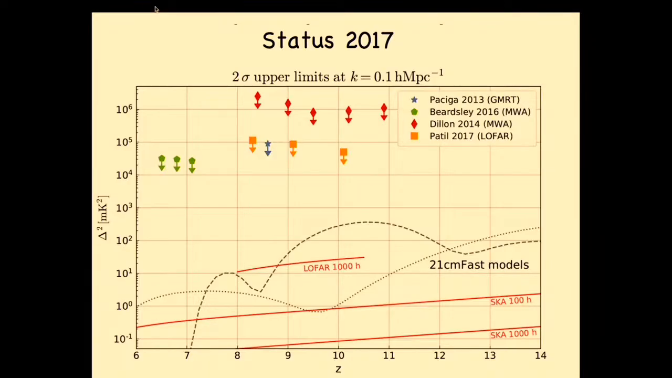So this is a summary of the status of the field in 2017. 2017 was very little. What you see here is delta squared. That's the power spectrum with the k cubed component. And it has these dimensions. As a function of redshift, at a k of roughly 0.1. Right? So a certain wave number, and you look at how things stack up. And you can see the best was Beardsley, 2016, Patil, that was my student. We were LOFAR. These are LOFAR. And this is Paciga. That's the GMRT result. And this is also from MWA. So they published 2 papers that year.